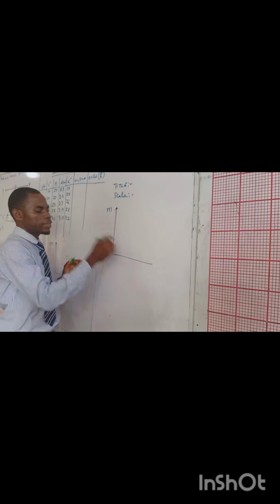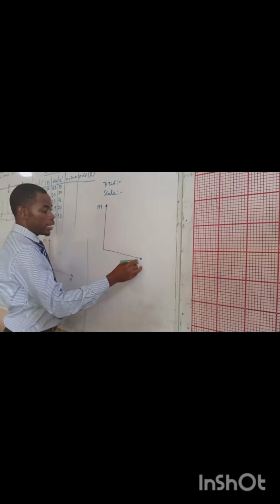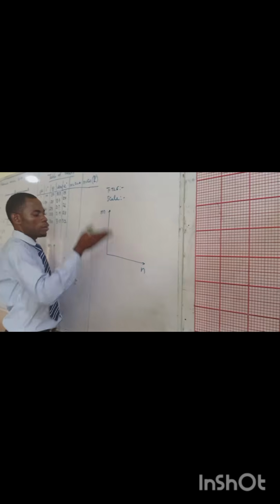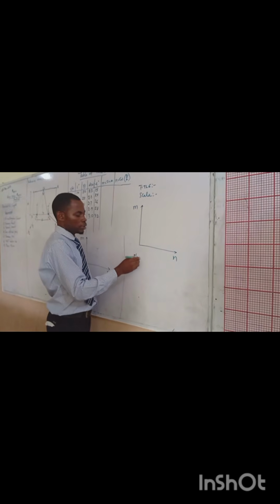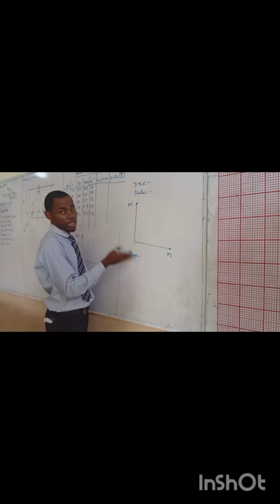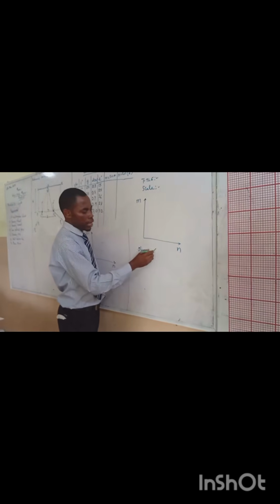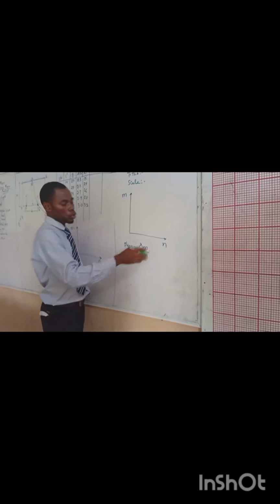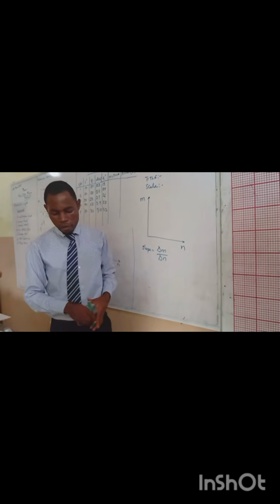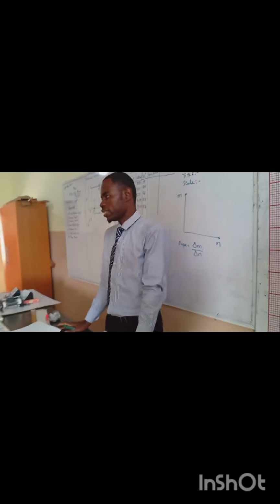I have my M vertical and I have my N at the horizontal. When you plot your graph, you also have to define the slope. When you talk about your slope, it is change in the vertical axis over change in the horizontal axis. Change in M over the change in N, and so on. So let me stop here for today. Is that clear to us now?